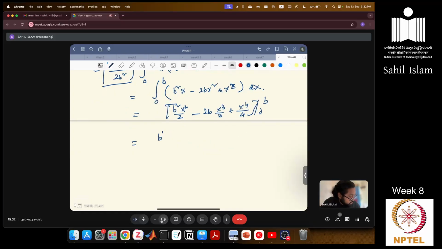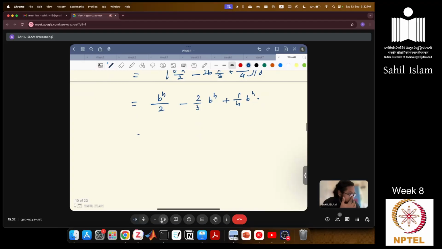And we get b to the power 4 by 2 minus 2 by 3 b to the power 4 plus 1 by 4 b to the power 4. So what do we get? b to the power 4, we take out 12: 6 minus 4 plus 3, which is 9 minus 8, hold on a minute, so 9 minus 8 is 1 by 12. So b to the power 4 by 12.